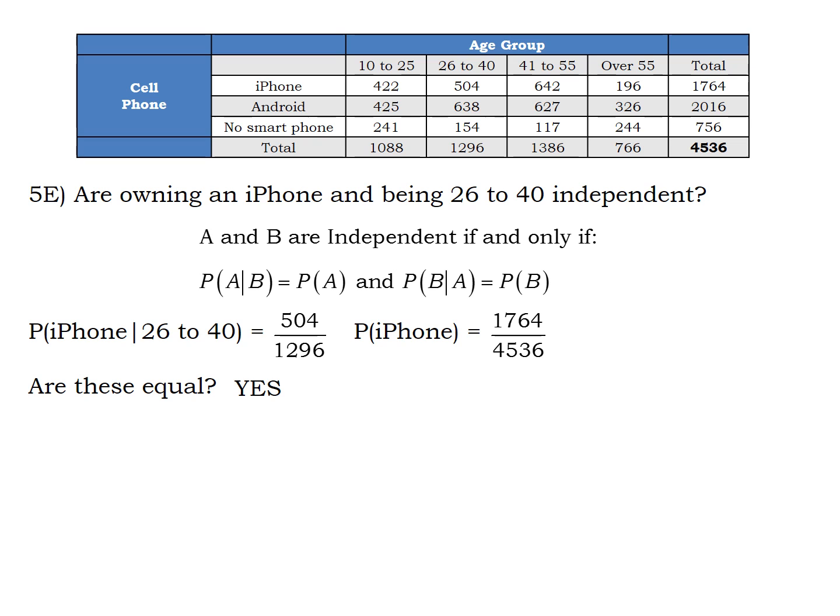Okay. So the fact that the person was in the 26 to 40 age group did not change the probability that they owned an iPhone. The probability of owning an iPhone within that age group was just the probability they owned an iPhone.